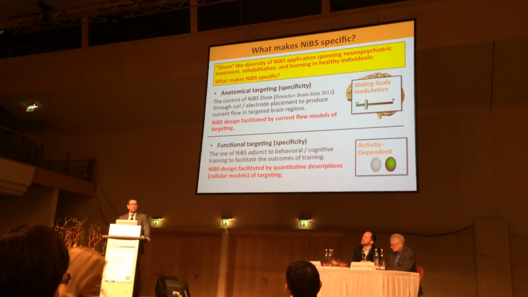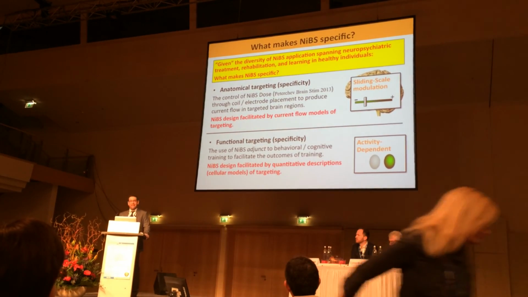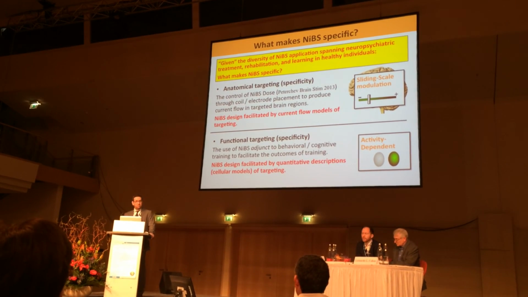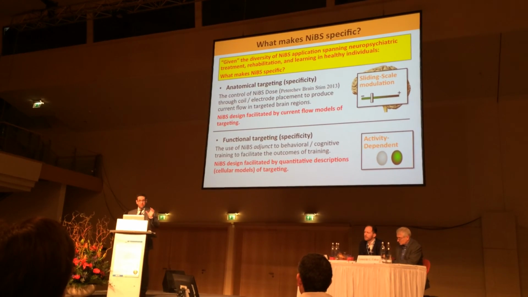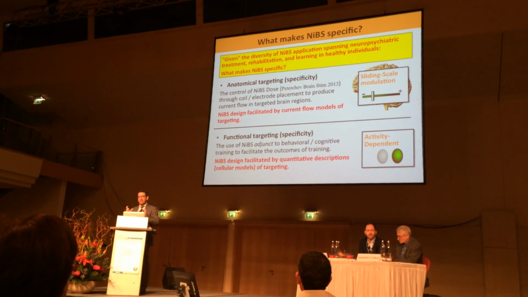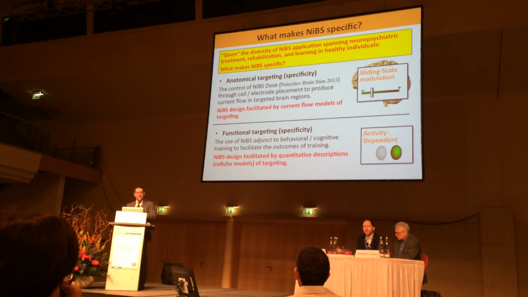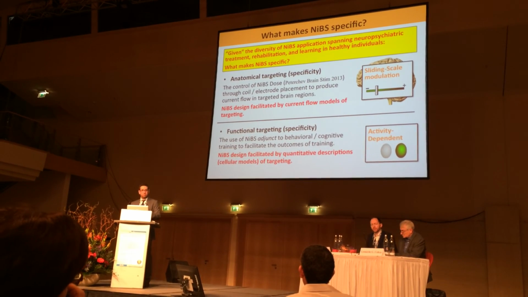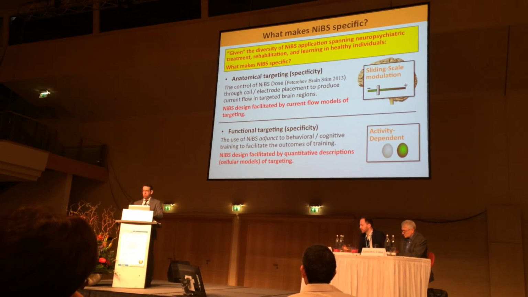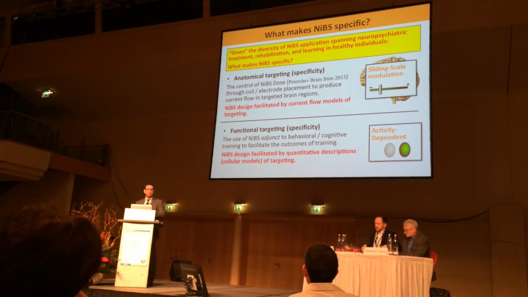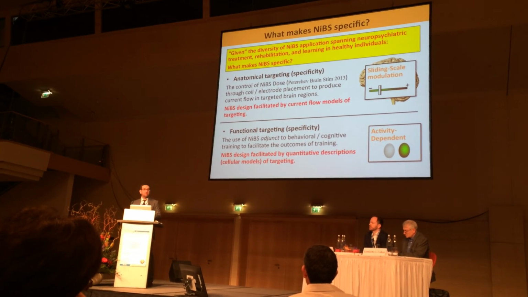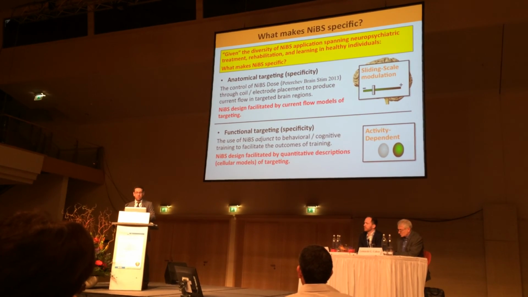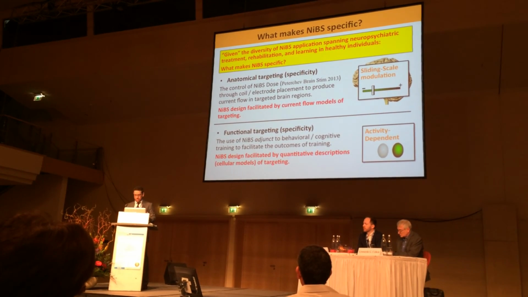Functional targeting is something else. Functional targeting has to do with activity selectivity. It has to do with the right way, the right timing to pair stimulation with some sort of training in order to specifically target that kind of training. And this is a different class of models. These would be cellular level models, but I'm hoping that if these models are quantitative and if they're properly parameterized, they can produce predictions that will increase both the efficacy and specificity of non-invasive brain stimulation.